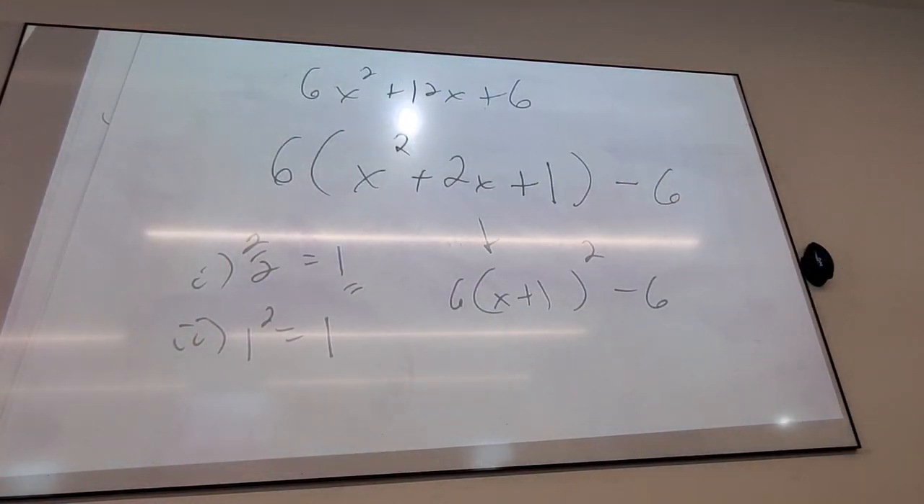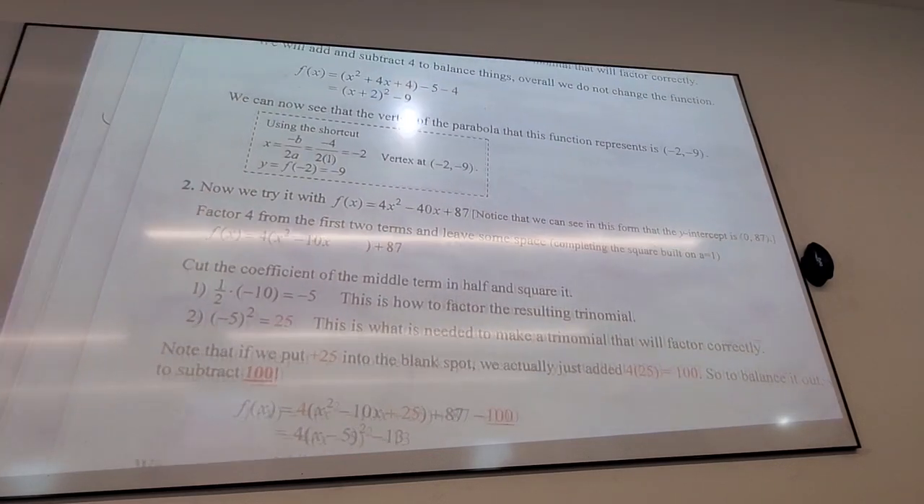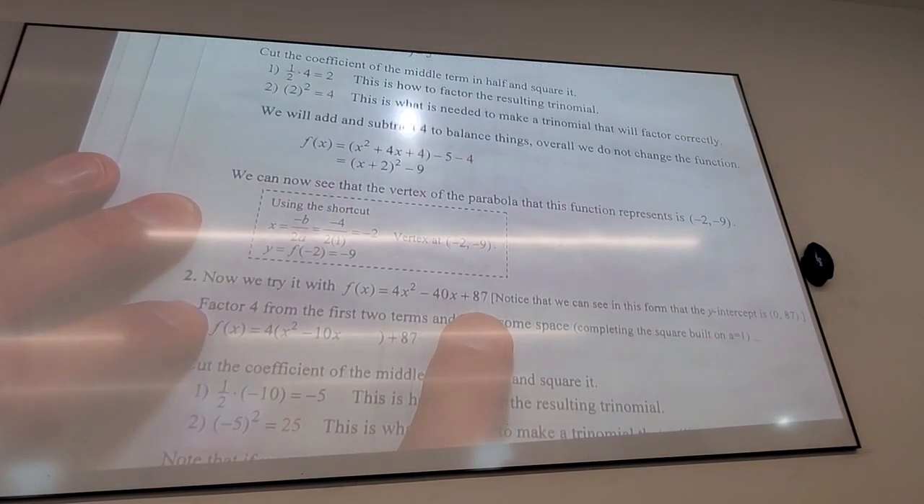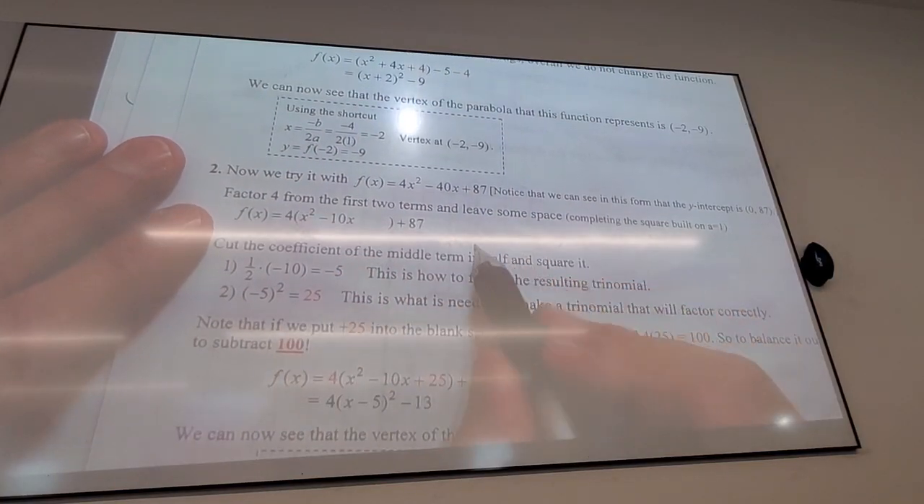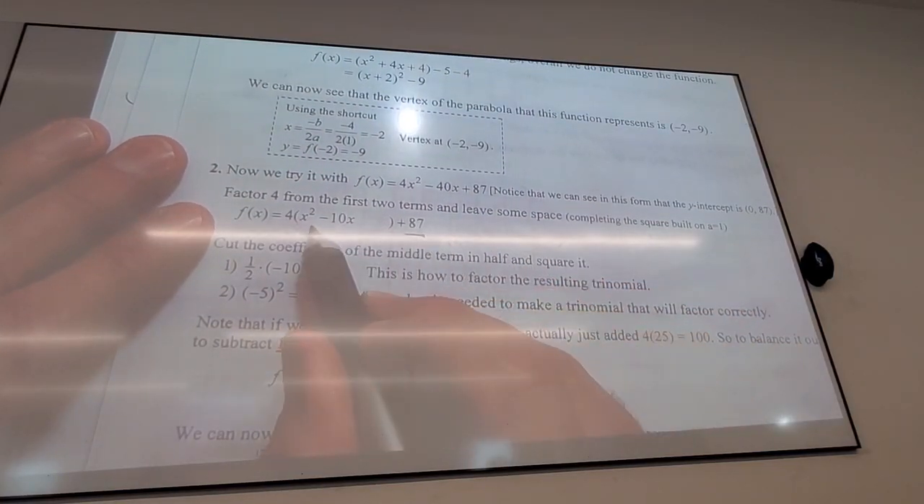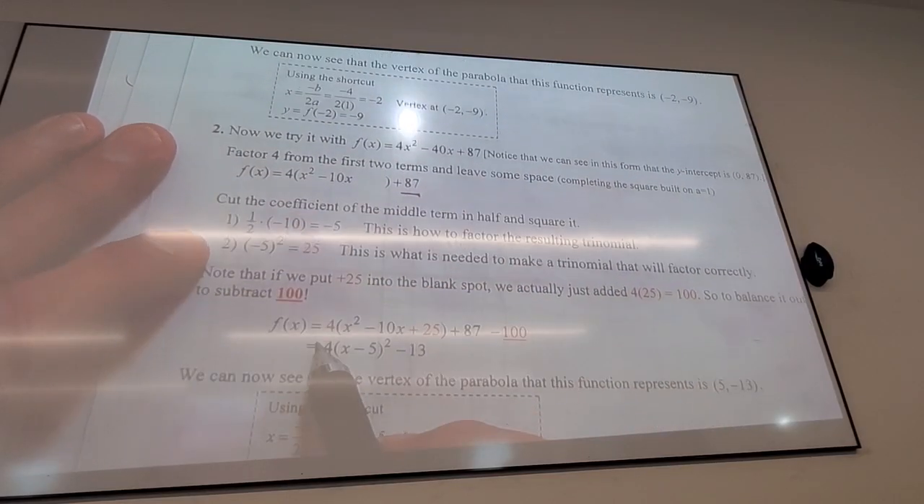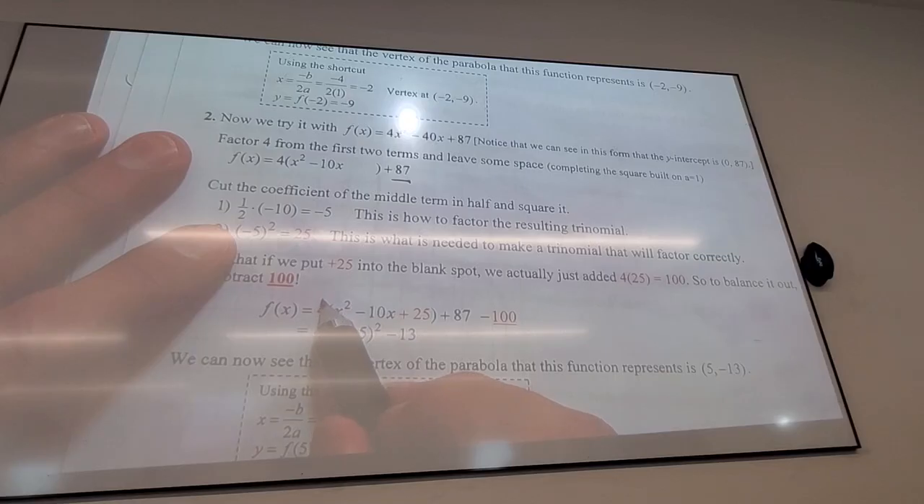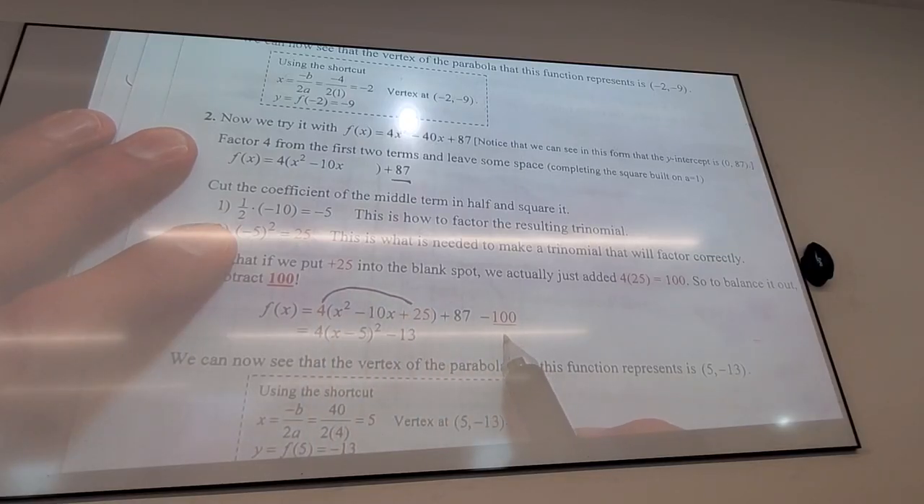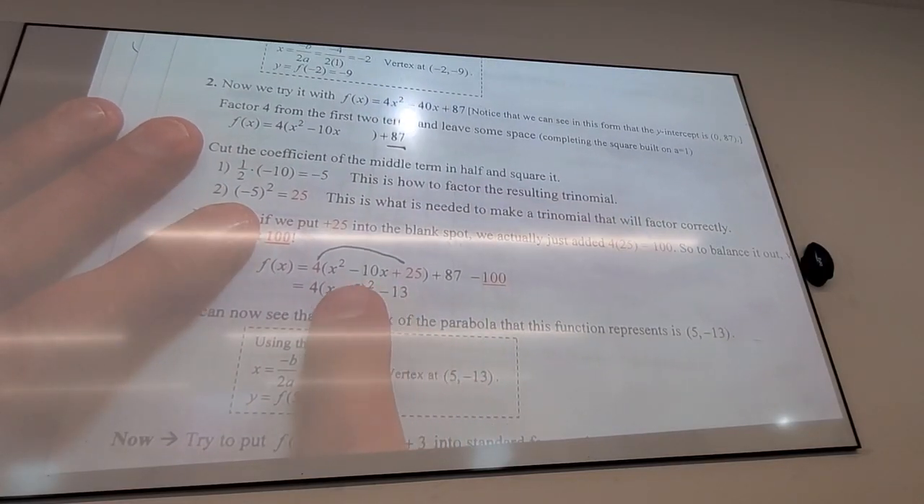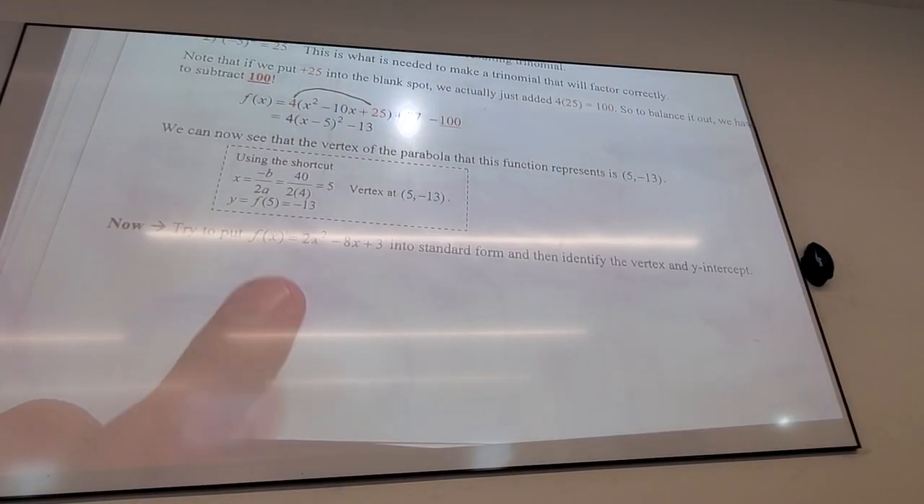This one has an 87 and adding to it. Say again? The one on the handout. Yeah, so there was an 87 already. So I moved the 87 over. I took a 4 out, yes? If you cut 10 in half, you get 5, squared is 25. So I had to add 25. Now what did I actually just add? I don't know. So I better subtract 100 at the same time. And then 87 minus 100 is negative 13. So then the vertex is 5, negative 13.